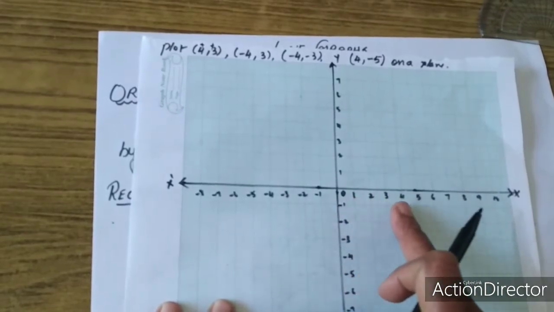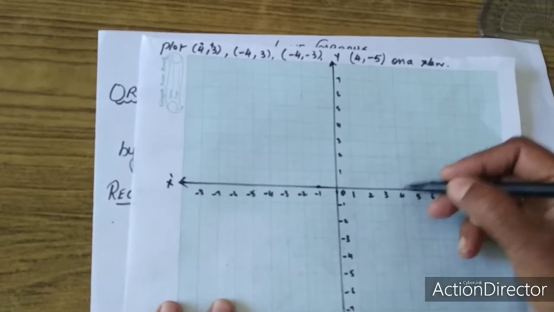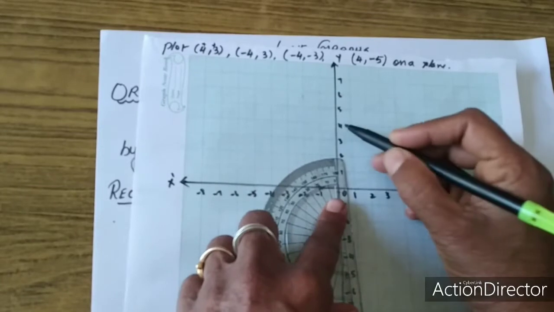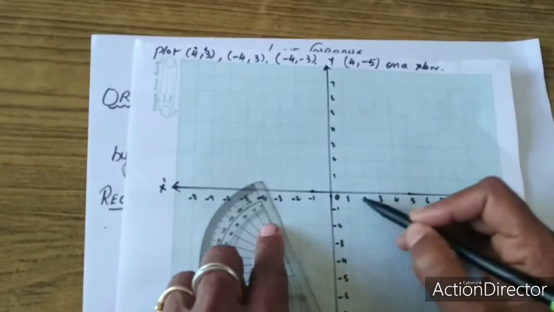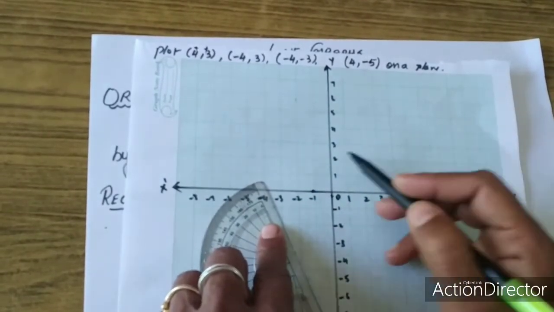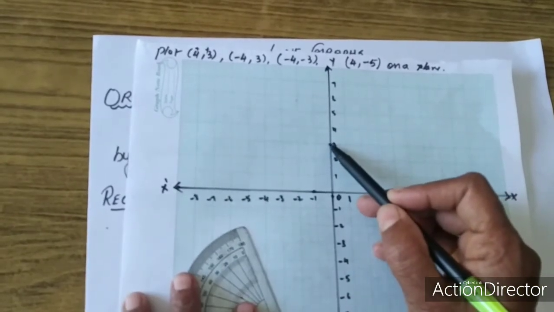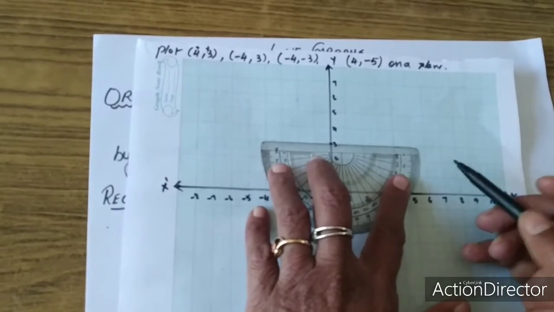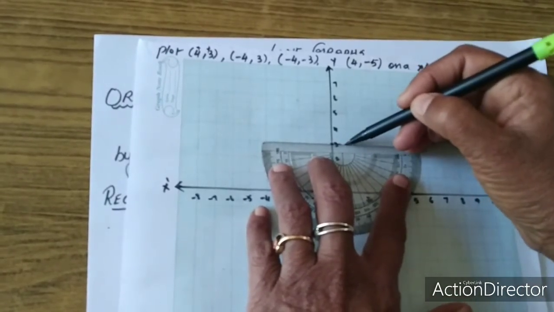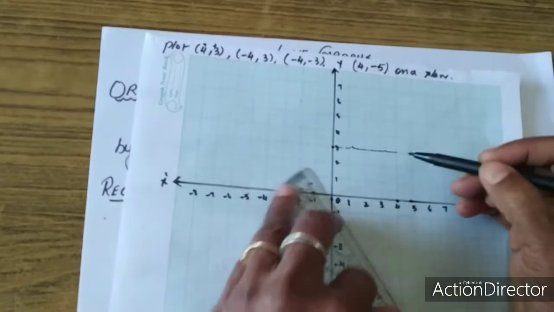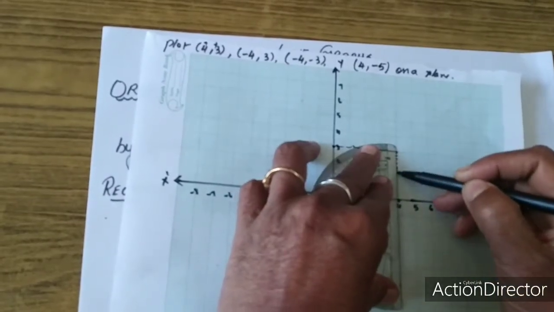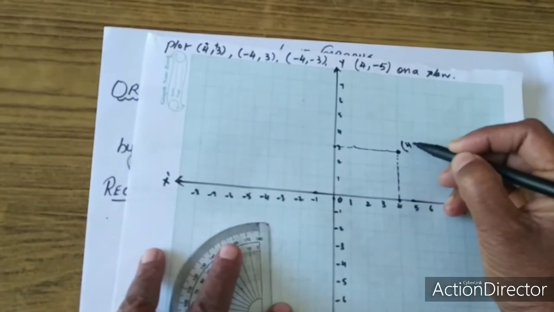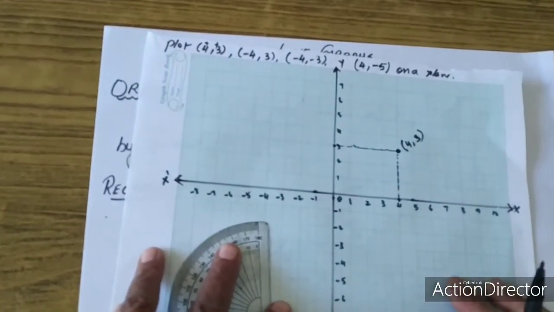1, 2, 3, 4. This is 4. So you keep your scale and find 4 over here. 4, 3. From the x-axis you have to find the point 4 and from the y-axis you have to find the point 3. Now you have to find the intersection point of 4, 3. Using the pencil, you draw the dotted lines and find out the intersection point. This intersection point is nothing but 4, 3 on a plane.